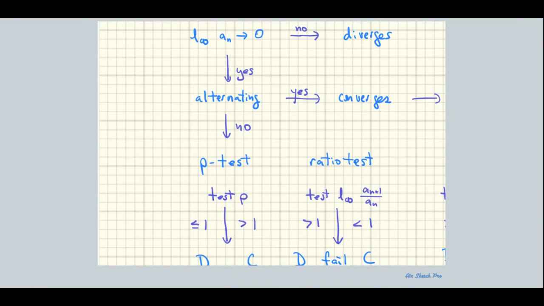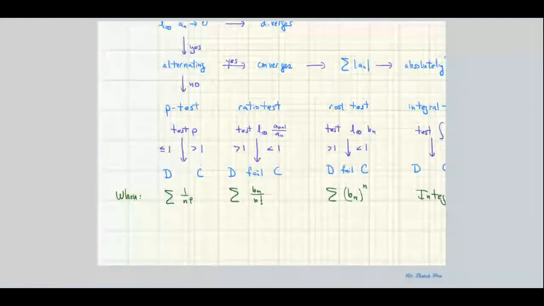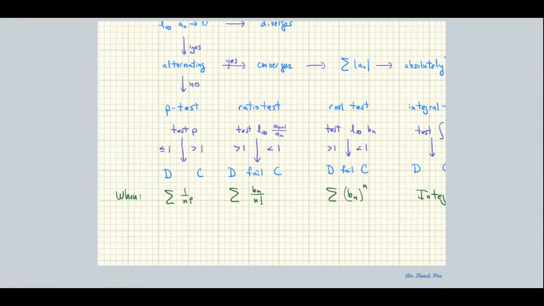The other things we're going to do, I'm going to look at four specific tests beyond this, okay? And the first one, it's all going to depend upon what you're looking at. If it looks like a rational function, something similar to polynomial divided by polynomial, or powers over powers, what you're going to want to do is try to look at it and see if it's something that you can reduce or compare to 1 over n to the p power. And if that's the case, you can use a p-test.